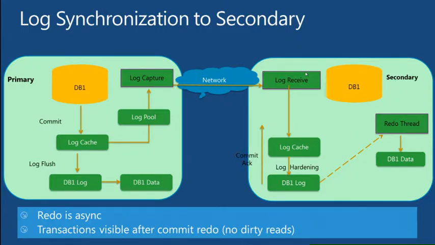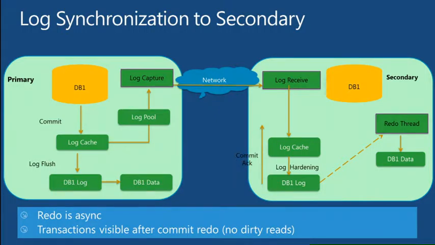And then on the secondary, you have a process called log receive. It receives the log from the network, and then it goes and writes it into the log cache, right? It's very symmetric to what happens on the primary. And then once this is written into the log cache, this is actually physically written into the log. And then we have a separate asynchronous process that is reading from the log and is redoing these transactions on the secondary, right? And until this process redoes the operations on the secondary is when the transactions become available on the read-only secondary.